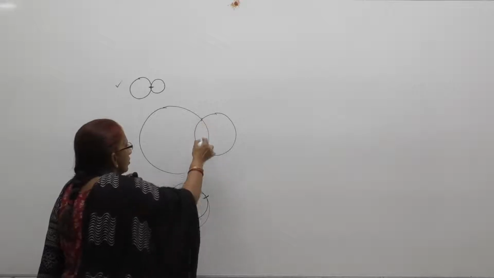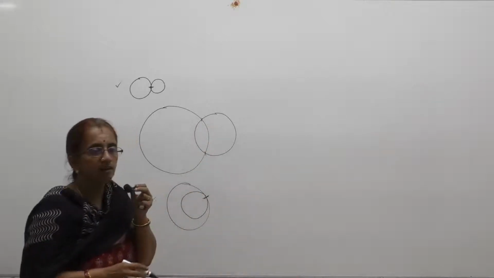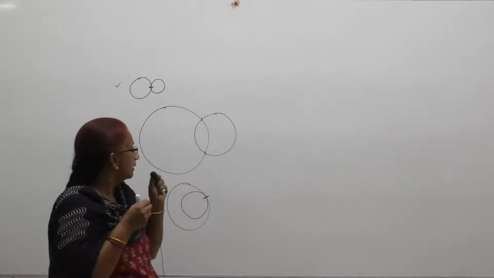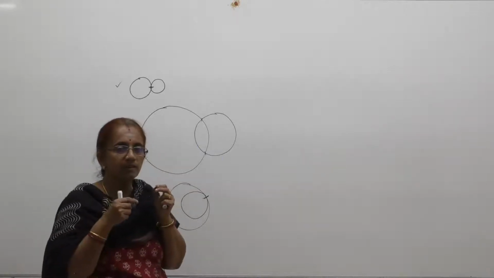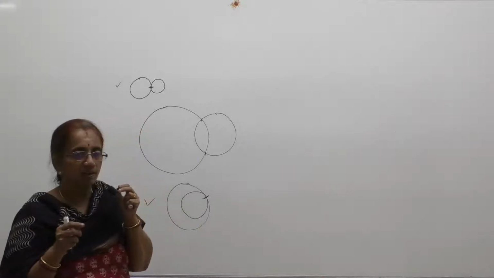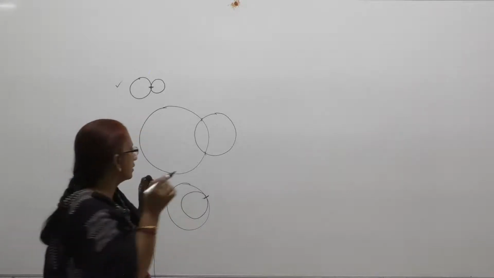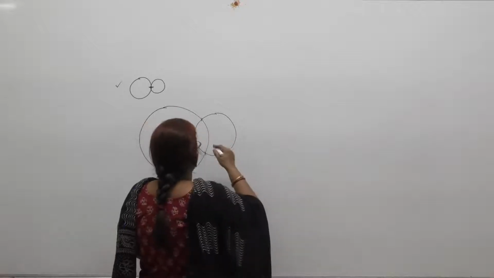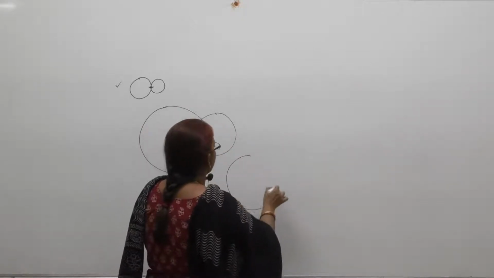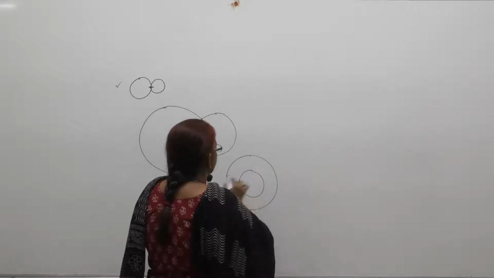In this case, you can see that the circles intersect at two different points. Is there a way to draw two circles in such a way that they intersect at 3 points? It is not possible at all, right? So there can be circles which touch at one point, or they can touch at 2 points, or they can be two independent circles not touching at all. Something like this.